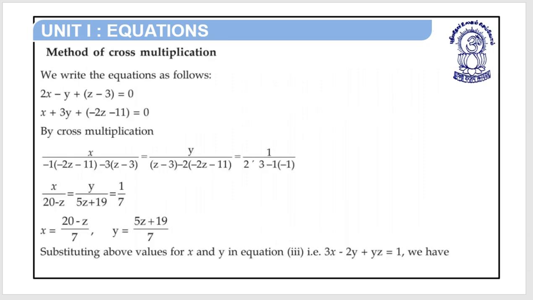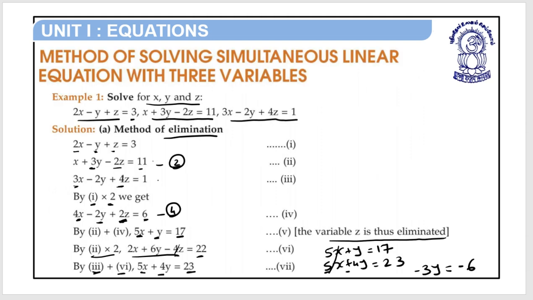Next, method of cross multiplication. Now we write the equations as follows: 2x minus y plus z minus 3 is equal to 0. X plus 3y minus 2z minus 11 is equal to 0. Here equation is 2x minus y plus z is equal to 3. Second one is x plus 3y minus 2z is equal to 11 and 3x minus 2y plus 4z is equal to 1.